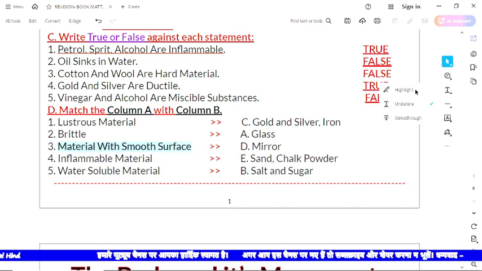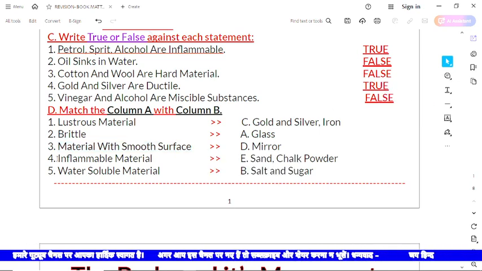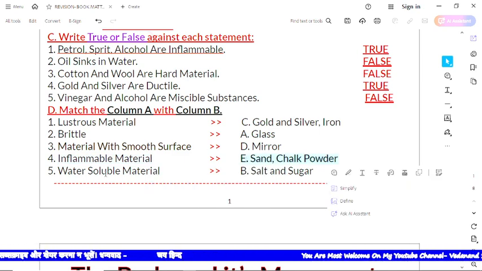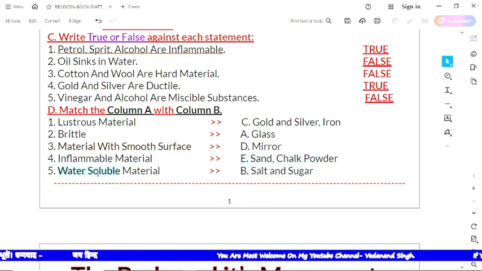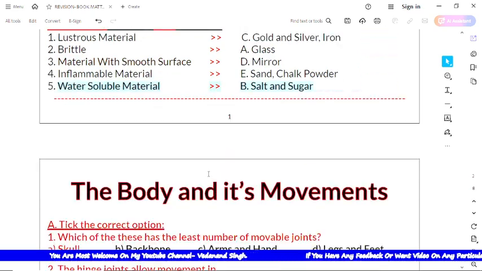Now the next is inflammable material. Inflammable material is sand, chalk and powder. These are the correct options. Now the next is water soluble material. Salt and sugar is the correct option for this. B is the correct option.